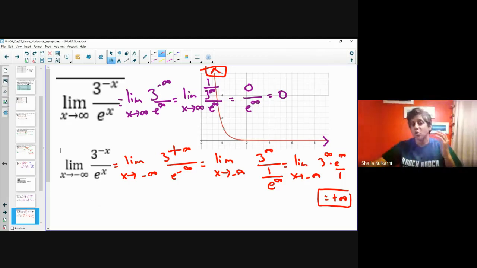Okay, so this was horizontal asymptotes that are not rational functions, which require some direct substitution and algebra manipulation.